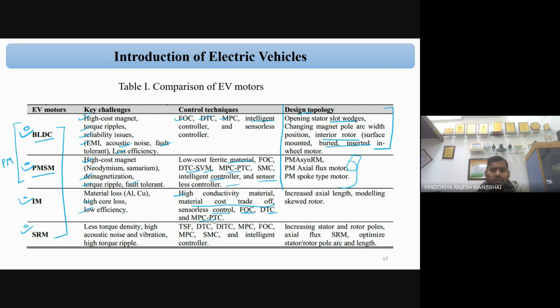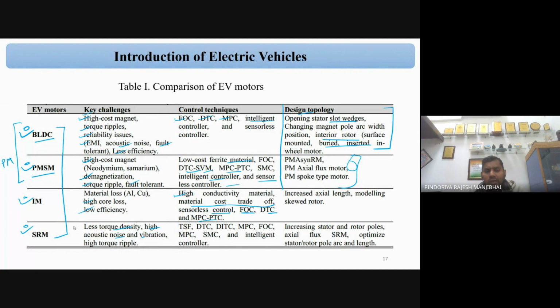Last one, there is the SRM, switched reluctance motor. There is less torque density. Key challenges: high acoustic noise and vibration, because of high torque ripple. Okay, because of the operation of SRM, I think Bharat sir already discussed it in the class, because we have to operate every power electronic switch, correct? So that is the SRM operation, switched reluctance motor.